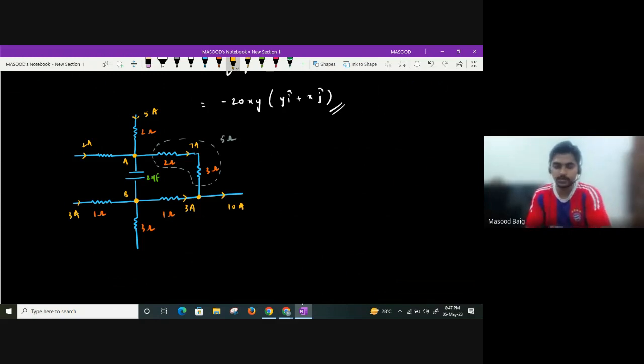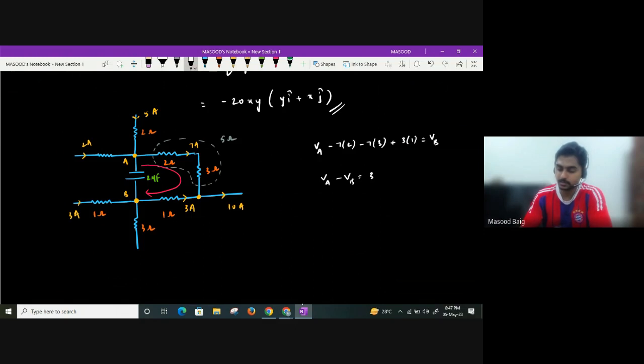So I want to find the potential difference across A and B. So I'll simply apply KVL. I'll start applying KVL from here to here, starting at point A. Are we moving in the direction of current? Yes. So what I'll get: minus 7 into 2. Again, we are moving in the direction of current, minus 7 into 3. We are now moving opposite to the direction of current, so plus 3 into 1 should be equal to VB. So this will be minus 35. Minus 35 plus 3 will be minus 32. So I'll get VA minus VB as 32 volt.